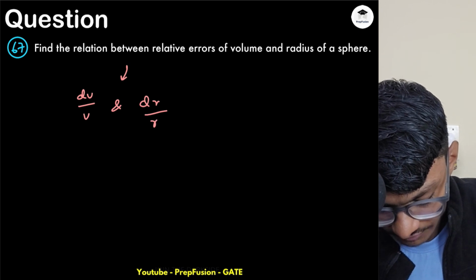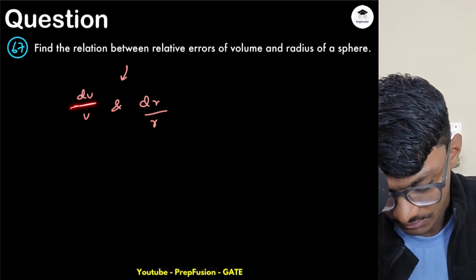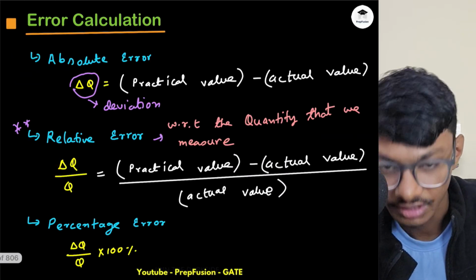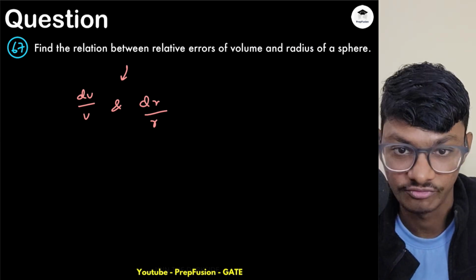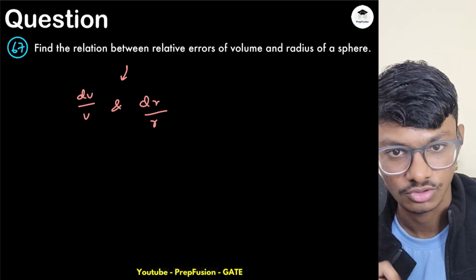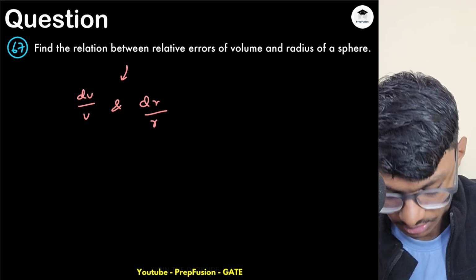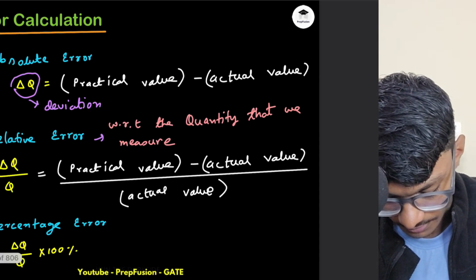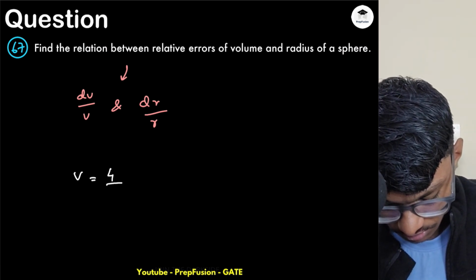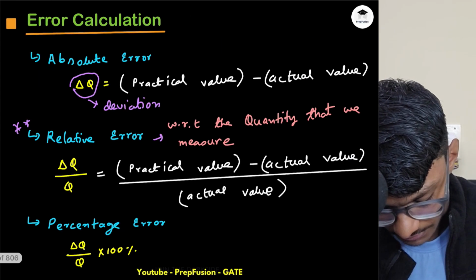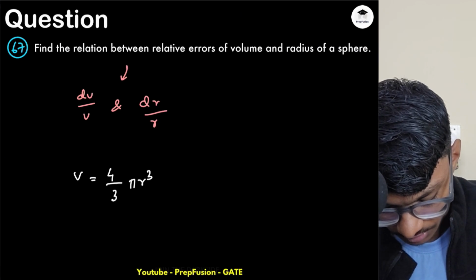So this obviously you have to write first. What are they asking us to find? These delta v and delta r are this only when they are very small. So what is my volume? If you have to find the relationship between this rate of change, you have to write the relation between the volume and the radius of the sphere. So my v is equal to 4/3 pi r cube.